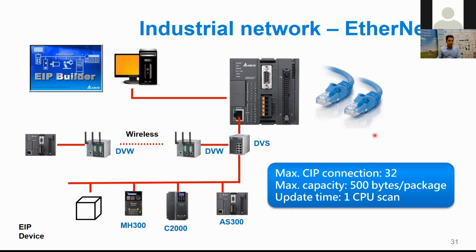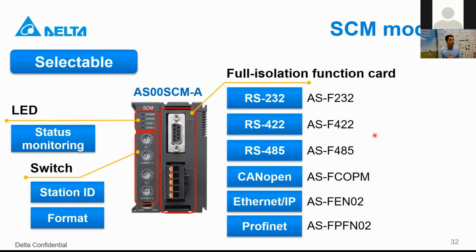Okay, I'll keep going. So we talk about the SCM module. This is a communication module, but you need to plug in a function card, and it allows you to use two. For some function cards, you need to mount only one. Nevertheless, this is a communication card that supports 3 serial communication ports and can open Ethernet IP and Profinet.